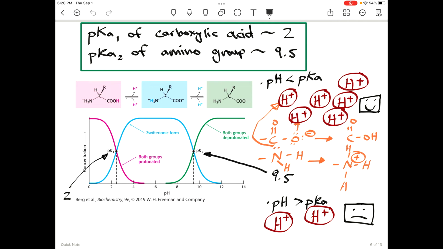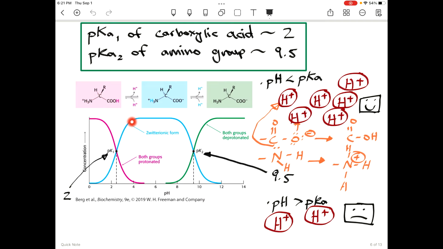And then here, we become our zwitterion form. A zwitterion form is basically a dipolar ion that amino acids can become, where the amino group is positively charged and the carboxylic acid is negatively charged. The reason this happens is that the pH is becoming more than the pK1, which means the pH is going above 2.